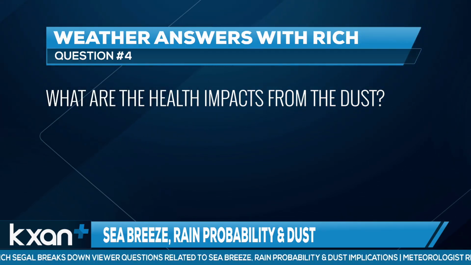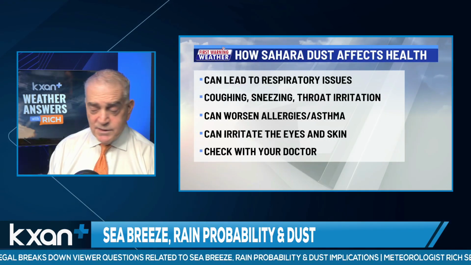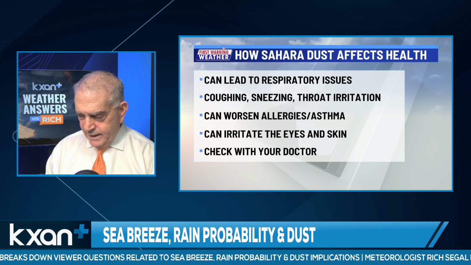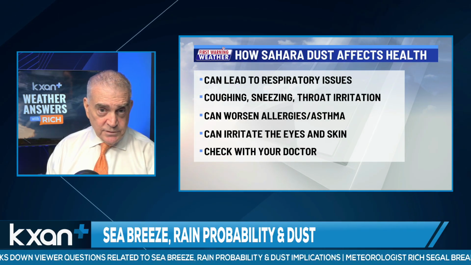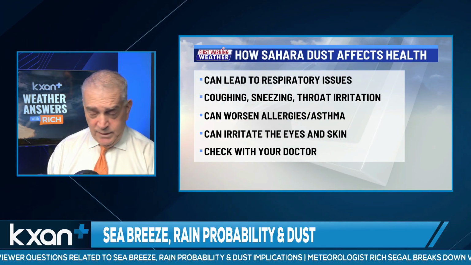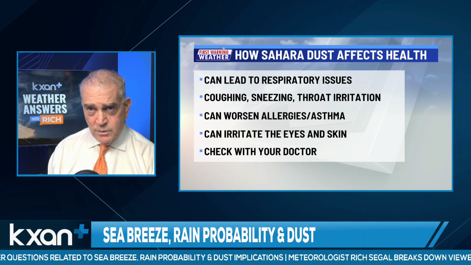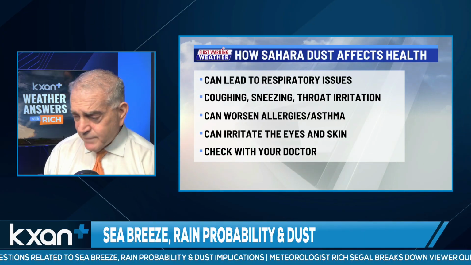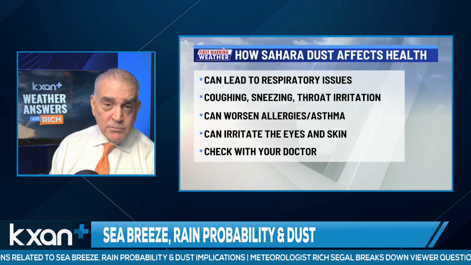June to August is the time when the Saharan dust layer comes across the Atlantic and enters the Gulf and heads on up into our part of the state. And we're seeing a little of it today. There'll be one more day at least of it. It usually starts to wane in about the middle of next month. It can lead to respiratory issues.